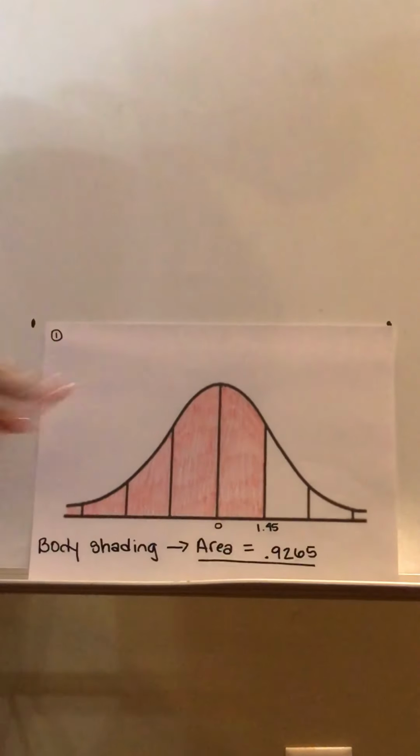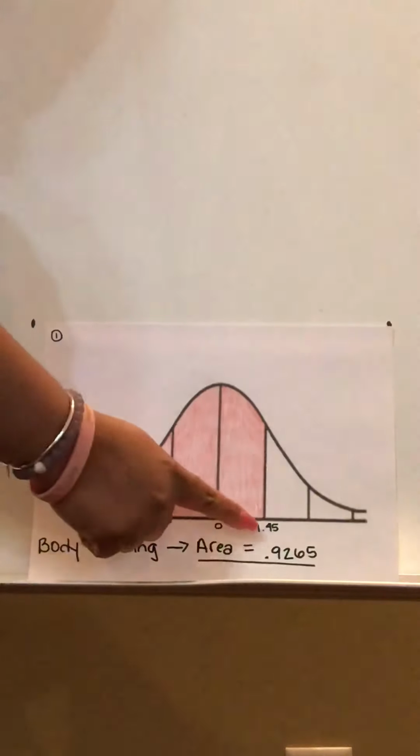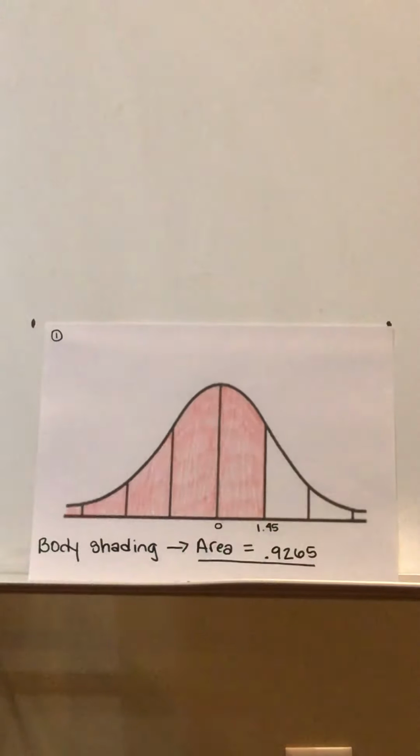Now, kind of giving you some examples of what we're going to be doing with finding the area. My first example is I'm going to give you a veil, and it's going to have a z-score listed on it. The z-score is 1.45. Now, you've got to be able to identify, is the shading a body, a tail, or a portion between mean and z? Well, looking at the picture, more than 50% of this veil is shaded. So this is a body shading.